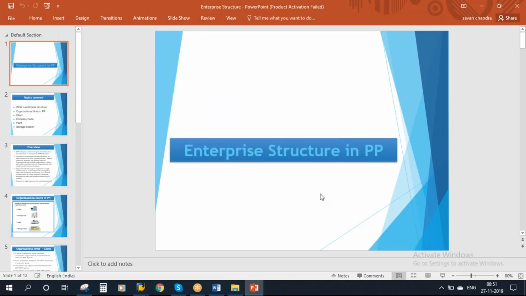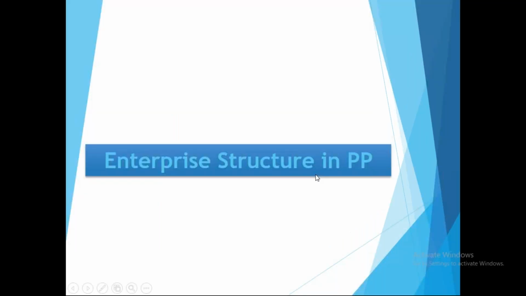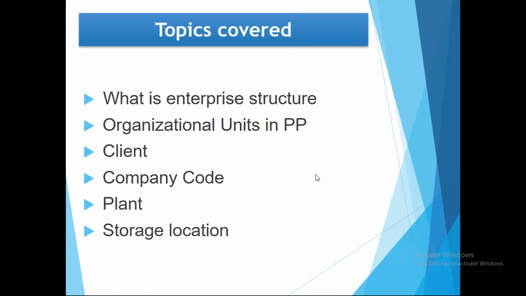Enterprise structure in PP. The topics we are going to cover: what is enterprise structure, what are the organizational units with respect to the PP, production planning module, what is client, what is company code, what is plant, and what is storage location. These are the topics we'll be covering in the enterprise structure.